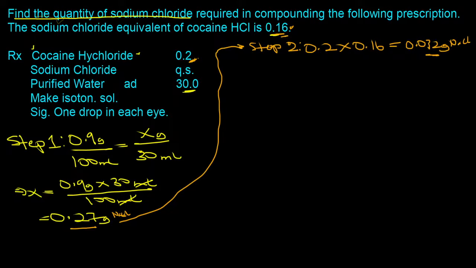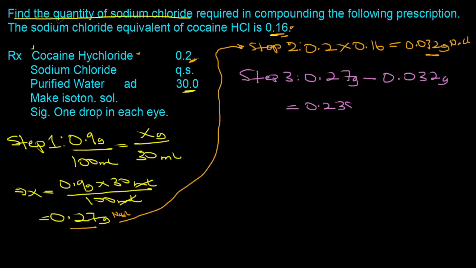What do you do in step 3? Step 3 is you find the difference between step 1 and step 2. So what that will look like in step 3 is you take the value you had in step 1, which is 0.27 grams, and you subtract from it the step 2 value, which we calculated here to be 0.032. And that's also in grams. And what you end up having is 0.238 grams.